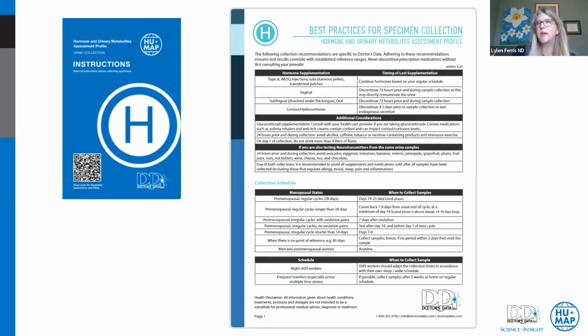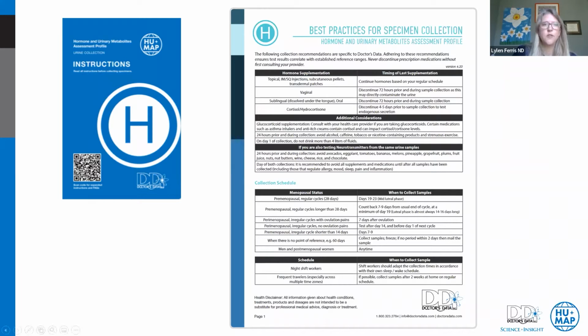So this is the handout I was referring to, the best practices for HuMap specimen collection. It's available on the website, but patients can also access it by snapping this QR code with their phone. So it pulls up on their phone when they're doing their collection. And so it contains some information that might help them collect properly so that the results that are released to providers reflect the best information possible.